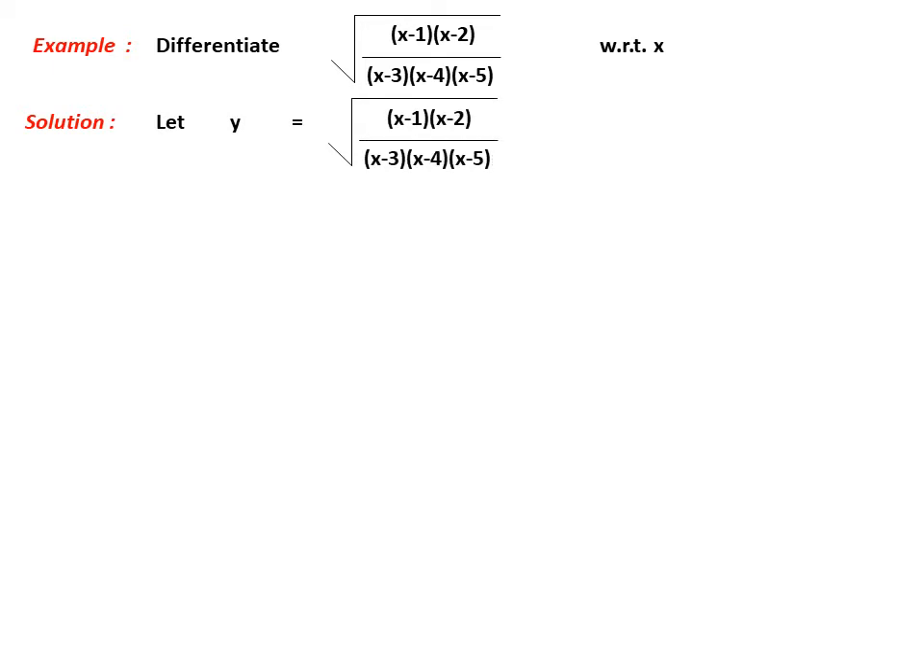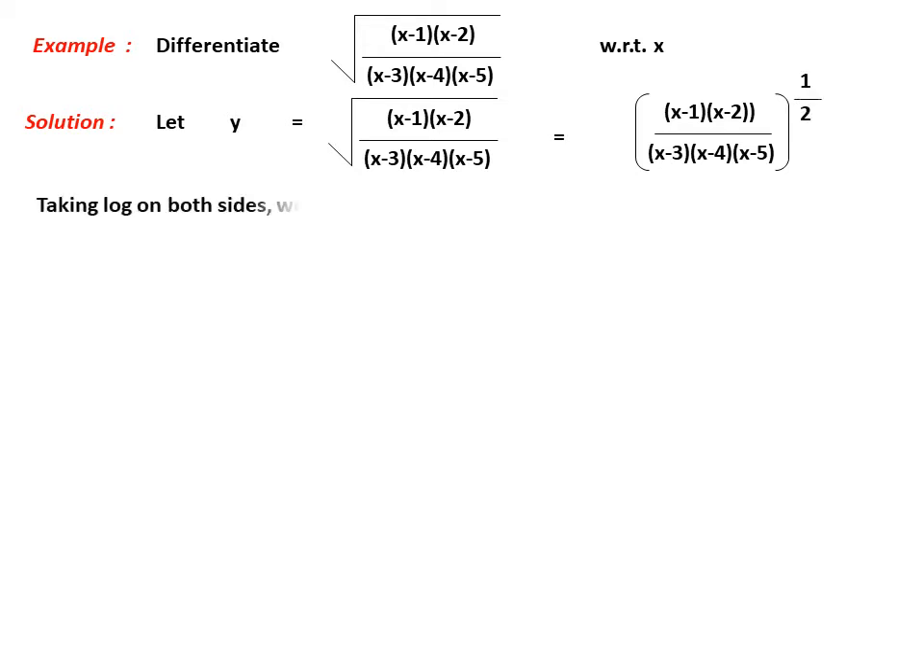Next example, differentiate square root of (x minus 1) into (x minus 2) divided by (x minus 3), (x minus 4), (x minus 5). One illustrative example you have seen already. This is an exercise problem. Let us take y equal to, now the procedure is same, square root of (x minus 1)(x minus 2) divided by (x minus 3)(x minus 4)(x minus 5). Therefore this you can write, first only you can write it in the exponent form, (x minus 1)(x minus 2) upon (x minus 3)(x minus 4)(x minus 5) to the power half. So this is the first thing you can do.